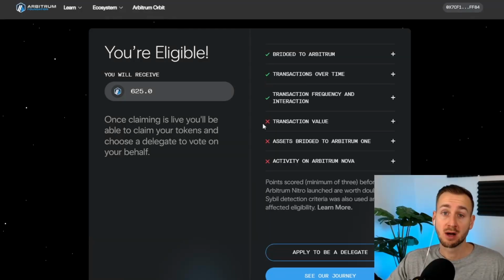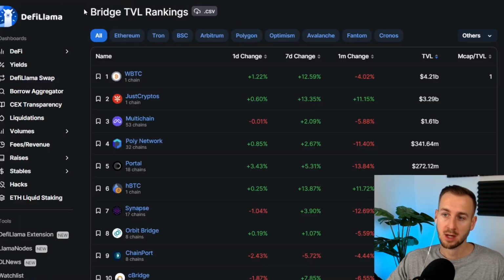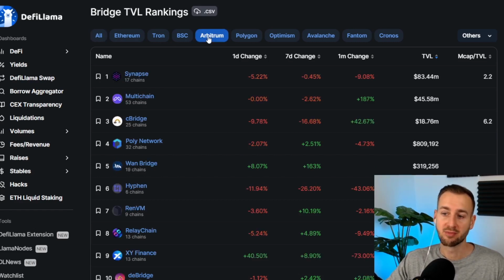So the airdrops are coming this Thursday, depending on when you're watching this, of course. But here on DeFi Llama, we can see the various bridging protocols. Now, essentially what you want to do when you're looking for a bridge, you want one with a lot of TVL. That means there's plenty of liquidity. You're not going to get hit with any slippage issues. But here on DeFi Llama, just go to the Arbitrum tab and you can see the favored bridges here.